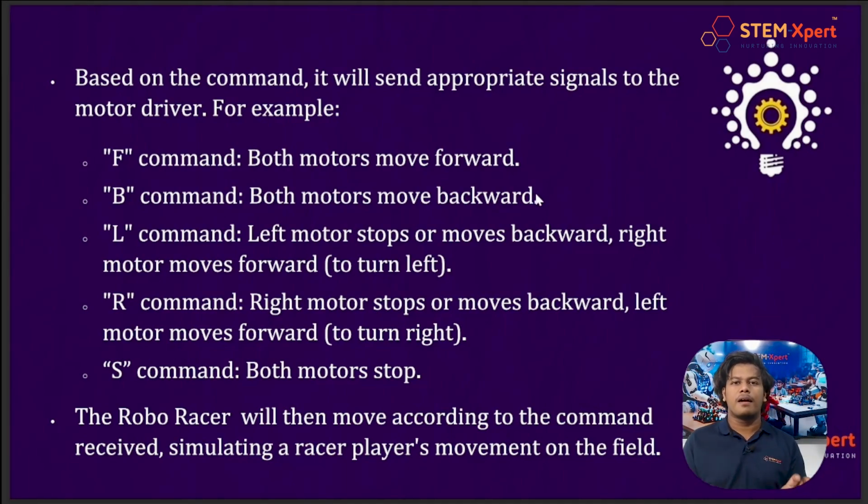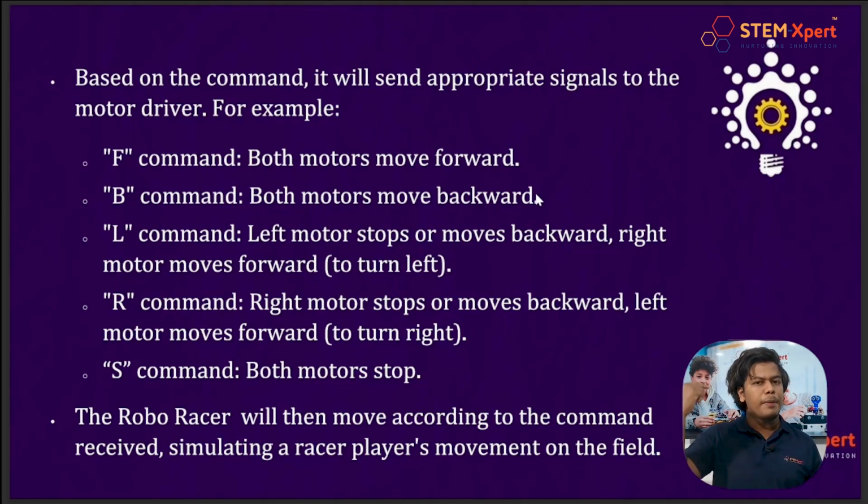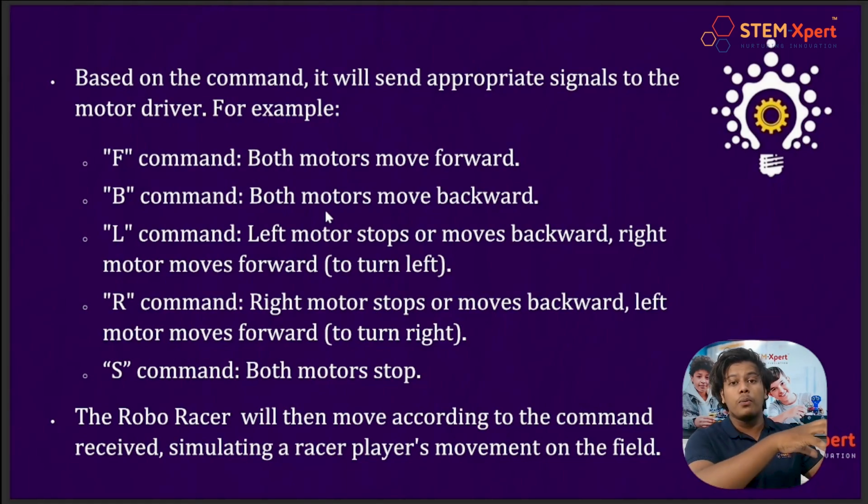It's all about if the letter F comes from the application, the robot has to move forward. So just keep in mind F for forward. F stands for forward. Now what about the B? Of course, the B stands for backward, which means both the tires have to move backward. I mean, the robot has to move backward.